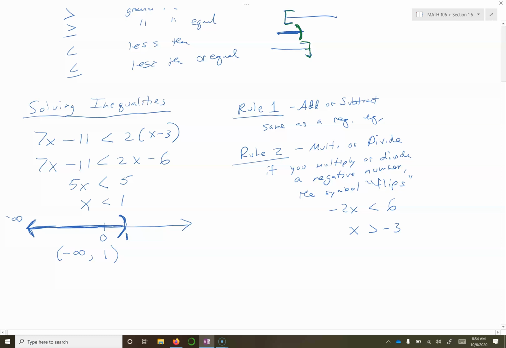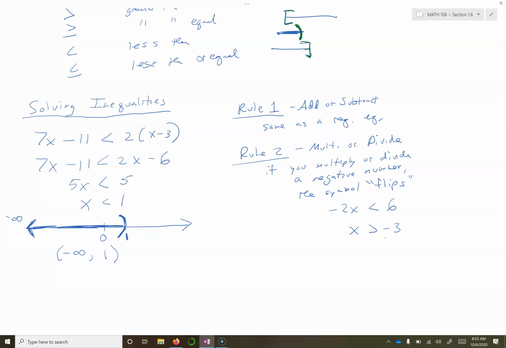So let's quickly go over this first example. There are 2 rules for solving these. Rule 1 is really not even a rule. When you're adding and subtracting terms, you pretend the inequality symbol is like an equal sign. Nothing changes with that sign when you do addition and subtraction. But when you're multiplying and dividing, like in this example, negative 2x less than 6, when you divide by negative 2, anytime you divide by a negative number, the inequality symbol flips 180 degrees. If you started with less than, it becomes greater than, and vice versa.